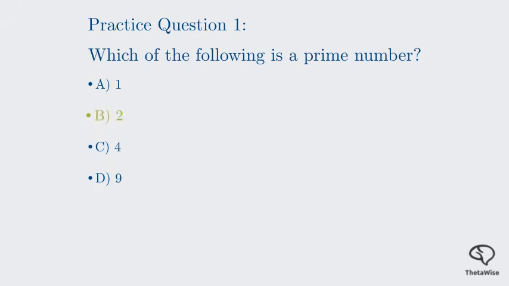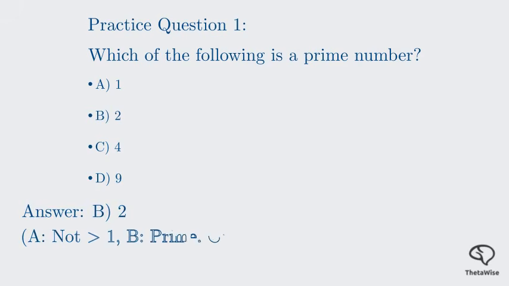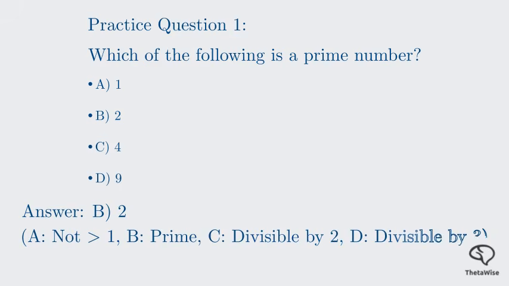All right, let's look at the answer. The correct answer is B, 2. Remember the definition. A prime number must be greater than 1. So A, 1 is not prime. B, 2 is prime because it's only divisible by 1 and itself. C, 4 is not prime because it's divisible by 2. And D, 9 is not prime because it's divisible by 3.